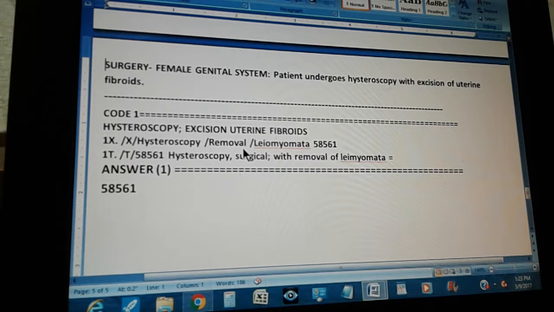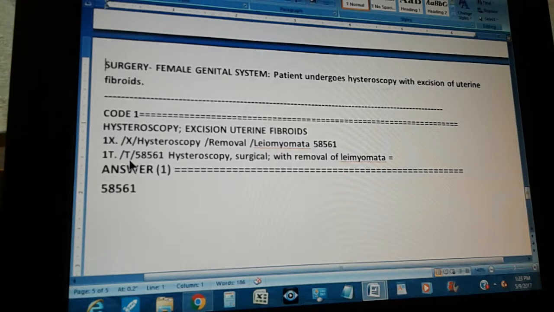And then you're going to see this word that we gave you in the tips, leiomyomata, which means uterine fibroids, right? We showed you in Wikipedia that that's what uterine fibroids are called. And you're going to see a code next to it. What's the code? 58561. So we're going to check this code in the tabular.